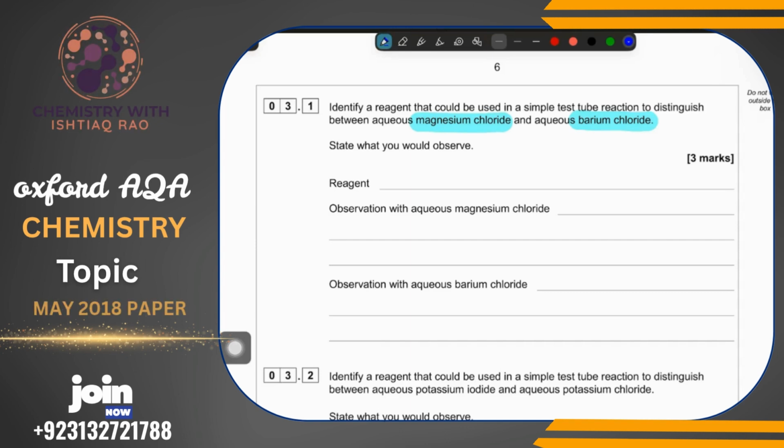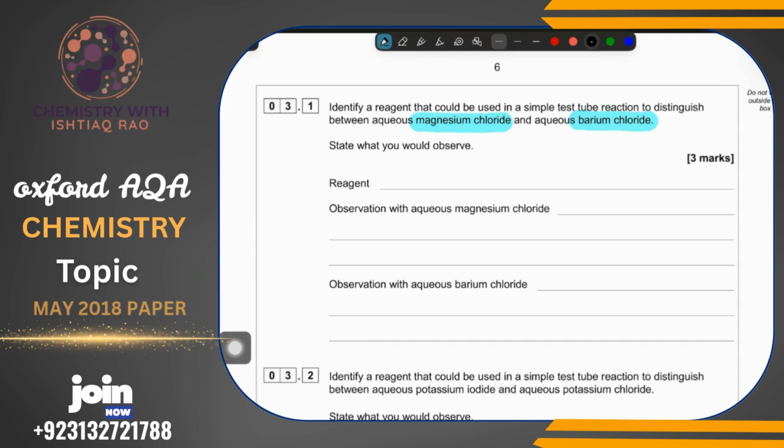As we know that down the group, solubility of hydroxide increases, so barium hydroxide would be more soluble. I wouldn't see any change, I wouldn't see the white precipitate. But in the case of magnesium hydroxide, since magnesium hydroxide is insoluble in water, I would see the white precipitate.